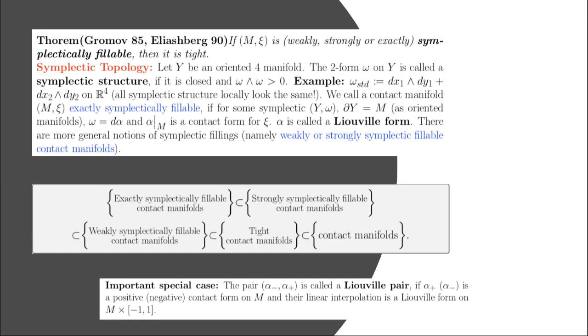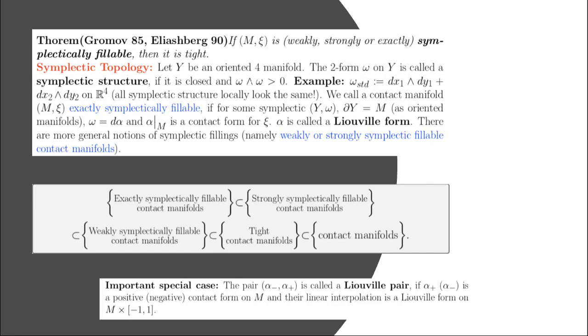manifold with boundary such that the boundary of this four-manifold is M as oriented manifolds, and omega, the symplectic structure, is exact, that is, it is d alpha for some one-form alpha, whose restriction to the boundary is a contact form for xi. And we call such a one-form a Liouville form. It's important that there are more general notions of symplectic fillings, namely weakly and strongly symplectically fillable contact manifolds. I'm not going to mention them here.